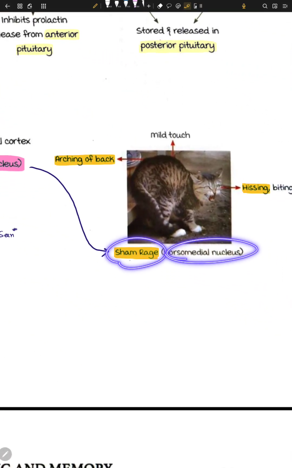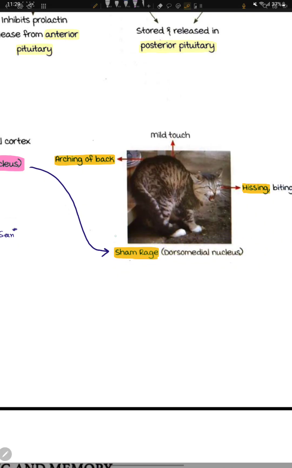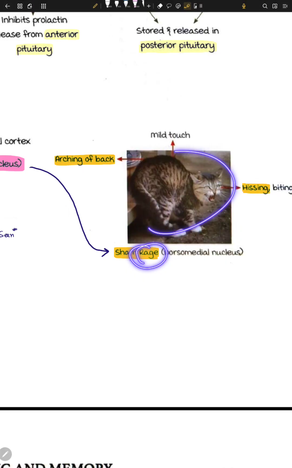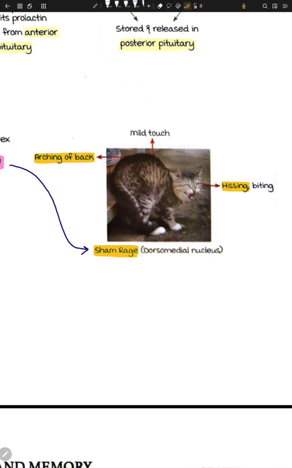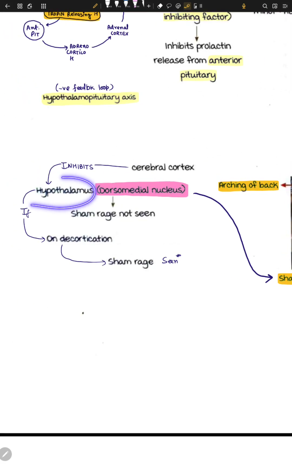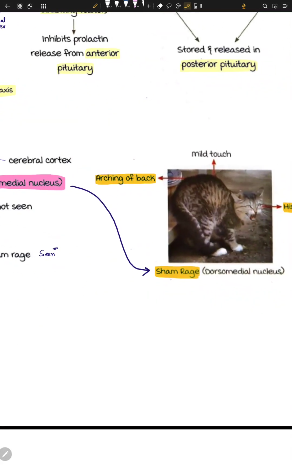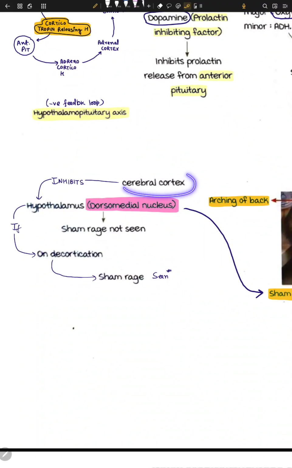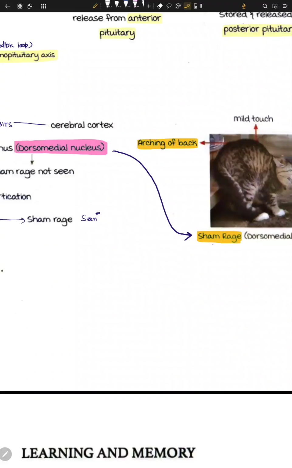It's the dorsomedial nucleus. Whenever you try to touch a stray cat, rage is shown by the cat. There will be a lot of hissing, a lot of biting, a lot of arching of the back. The cat is really ready. So it is done via the hypothalamus. Humans usually don't have it because the cerebral cortex inhibits this dorsomedial nucleus, and then we don't show sham rage.